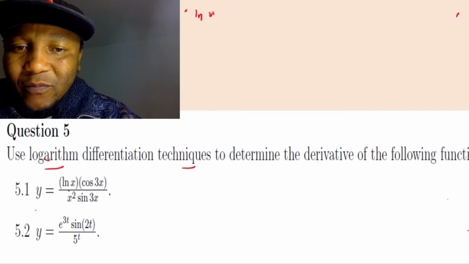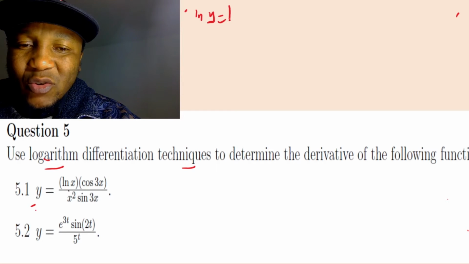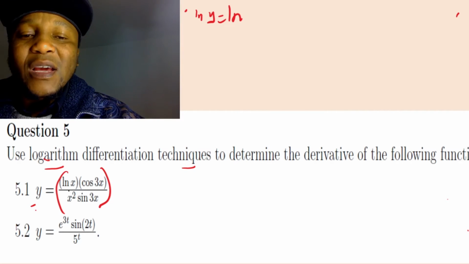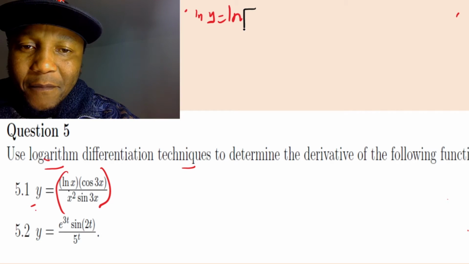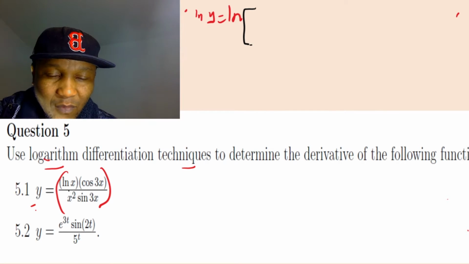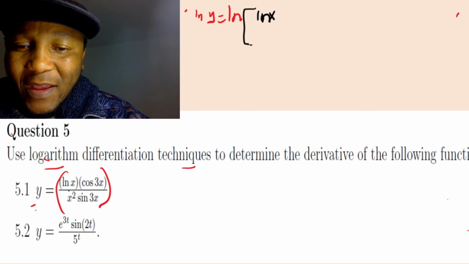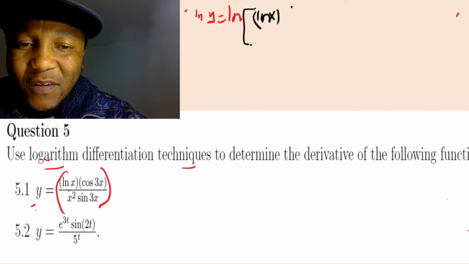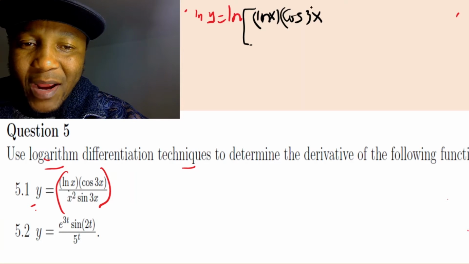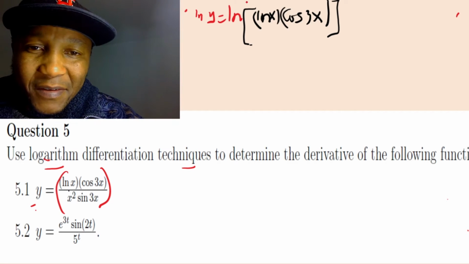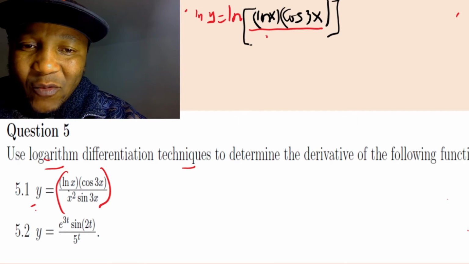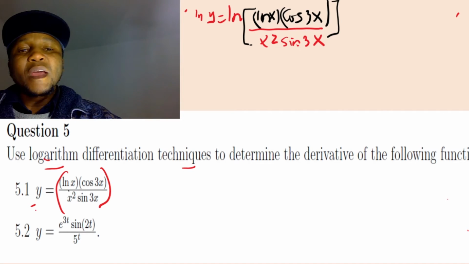I'll say this is going to be ln of y on the left, and ln of all of this on the right: ln of ln of x times cos of 3x, all of this divided by x squared times sine 3x. But look, we have a log rule.